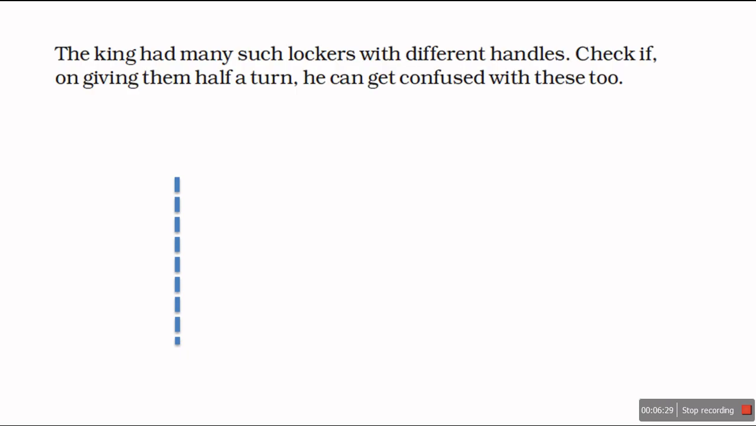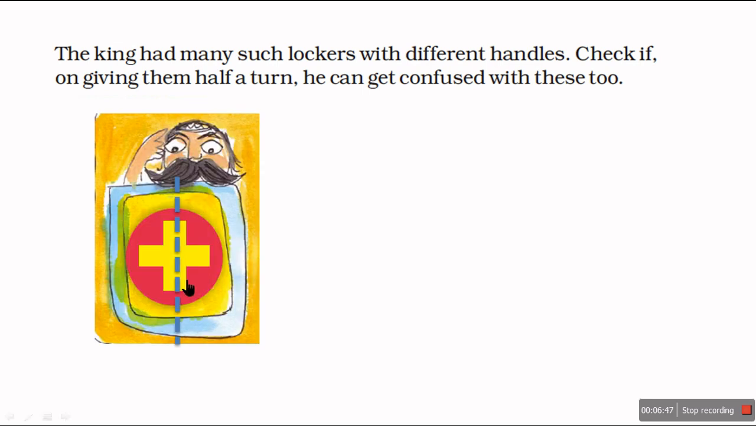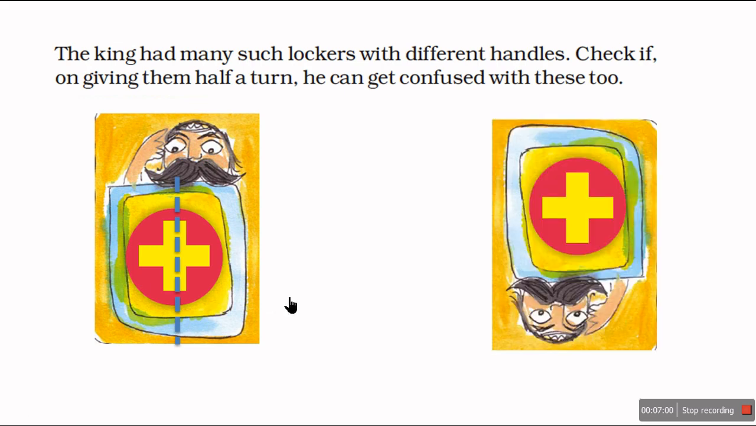Now see, the king had many such lockers with different handles. Check if one gives them a half turn, he can get confused with these two. He has many other lockers with this kind of head. What will happen when I turn this? No difference will come because this is a line of symmetry. When there is a line of symmetry, a half turn doesn't make any change. Okay, look at this.